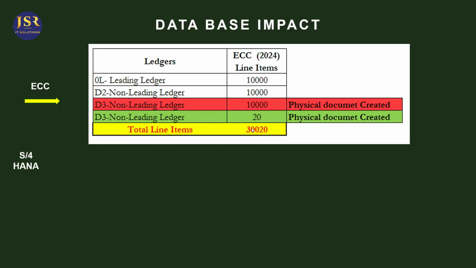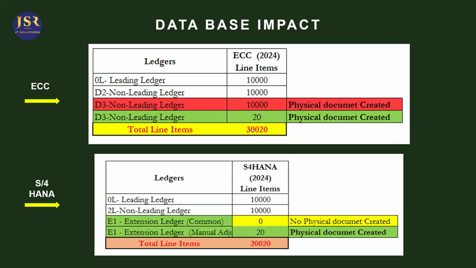The same thing in S4HANA: to fulfill my same requirement, how many documents are there? See, with the extension ledger, common postings, no physical document is created, almost 10,000 entries. Assume I'm referring to only 10,000. So I can say 20,000 plus entries fulfill my requirement in S4HANA, but in ECC it is 30,000. For one company code, 1 year, 10,000 entries; assume 10 company codes into 10,000, almost 1 lakh entries are impacted, so more data is stored in ECC. In S4HANA, fewer entries are stored.